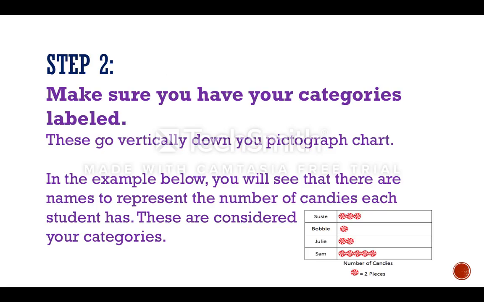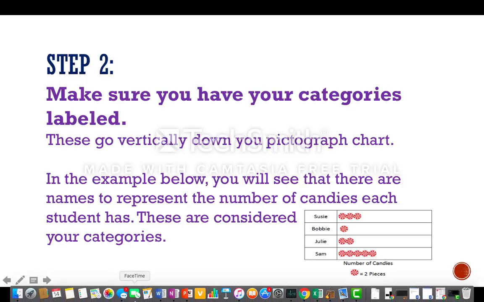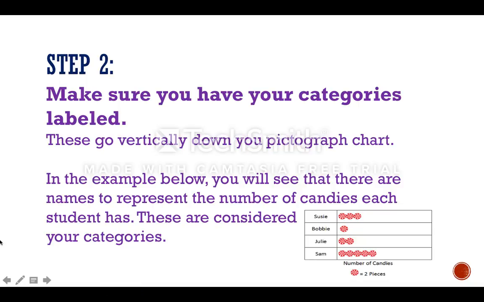Step 2, make sure you have your categories labeled. These go down vertically on your pictograph chart. So if you look, you can see that we have the little candies, and next to them we have Susie, Bobby, Julie, and Sam. I'm going to circle that with my pointer arrow. You can see that, okay? And please make note that they do have the title there, and then he has the categories lined up.